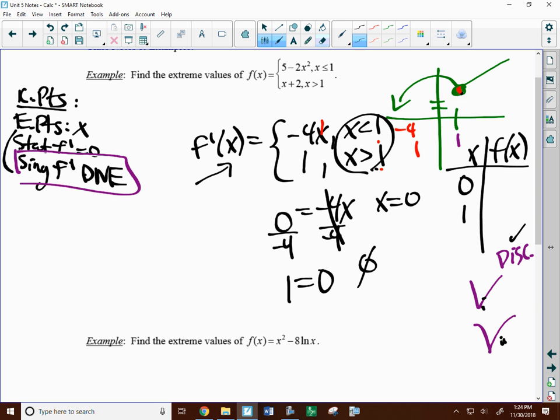All that's left to do is plug in 0 and 1 into the original. So 0, I've got to go to the correct function. It's this one, less than 1. So I'm plugging 0 in here. That'll be 0 squared, 0, plus 2 is 0. 5 minus 0 is 5. Okay, now I plug in 1. Again, I'm going to get the top function because that's less than or equal to 1. 1 squared is 1. Times 2 is 2, so 5 minus 2 is 3.